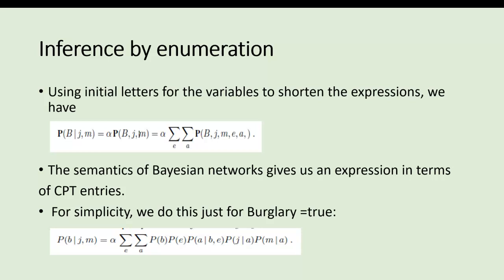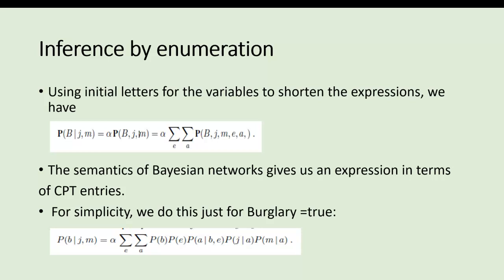Probability of B, in the sense burglary, given John calls, that is J, and M. This is equal to alpha of probability of B comma J and M. This is equal to alpha summation over E and summation over A. E is for the first hidden variable, that is earthquake, and A is for alarm. So this is equal to probability of B comma J comma M and E and A. This is the general formula we are going to calculate.